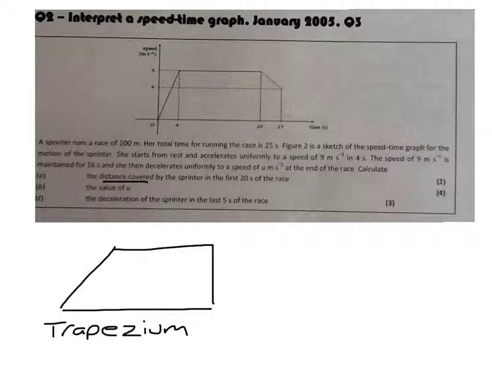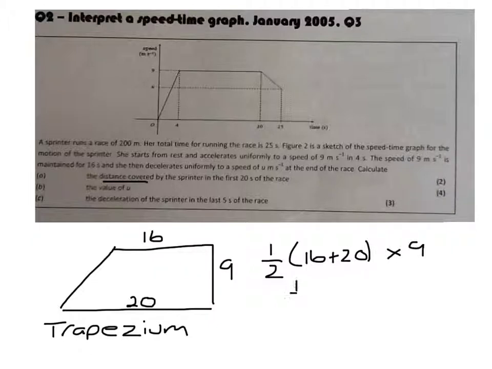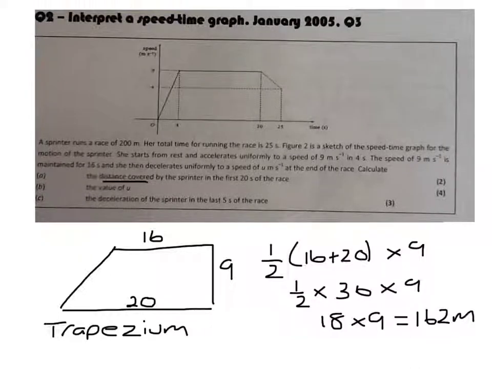The length along the top is from 4 to 20, so that is 16. The length along the bottom is the 20 seconds, and the height of the trapezium is 9. The distance travelled, the area, is half the sum of the parallel sides times the distance between. So it's a half times 36 times 9, 18 times 9, which is 162 meters.